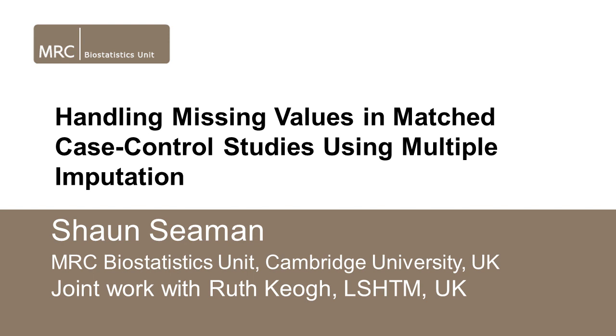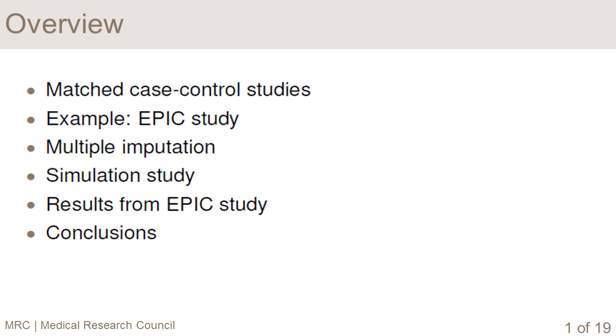So, here is an overview of the summary that I'll give of the paper. I'll talk a little bit about matched case control studies and give the example of the EPIC study in particular. Then I'll talk about hospital imputation. I'll give some results, a simulation study, and from the actual EPIC study itself, and then end with some conclusions.